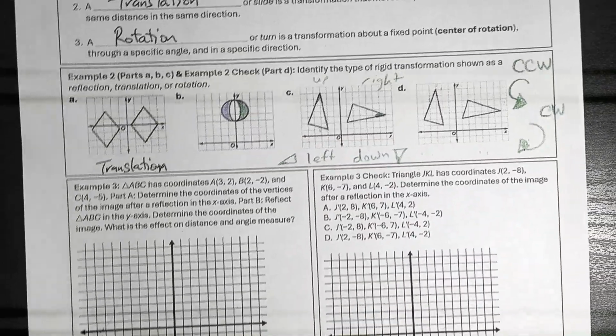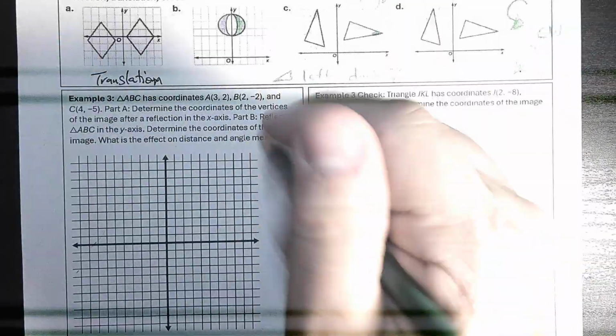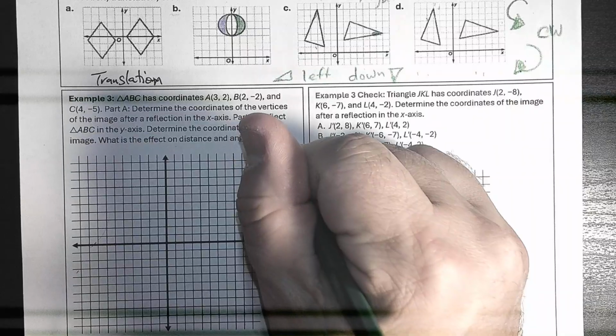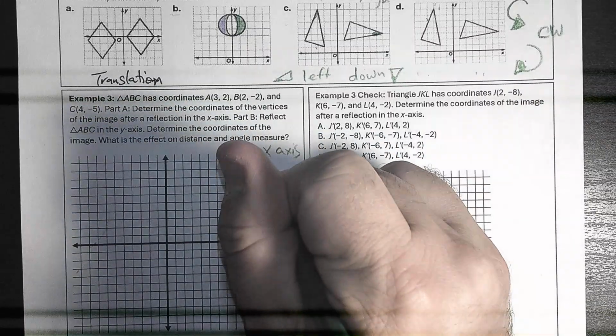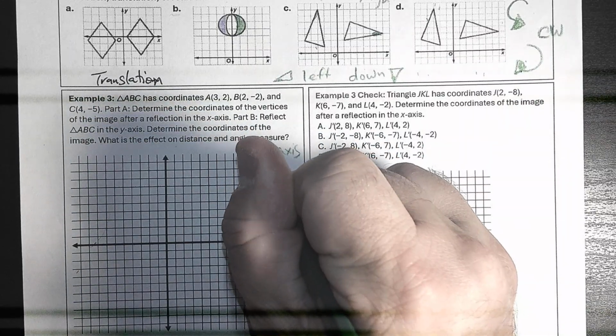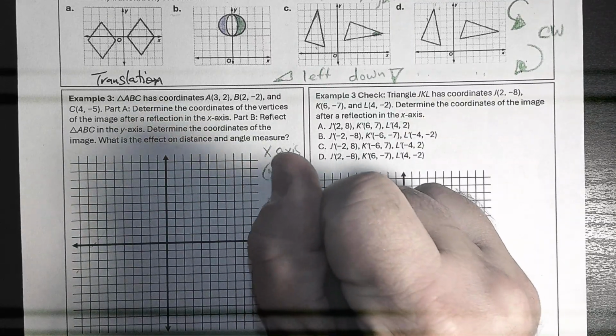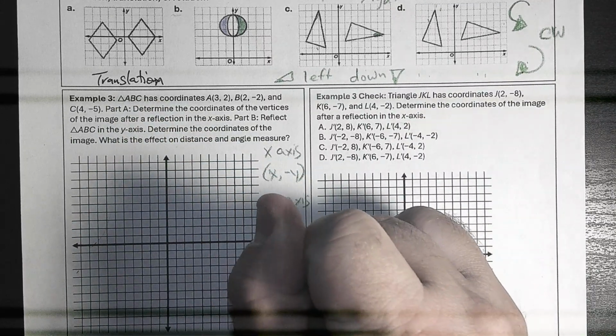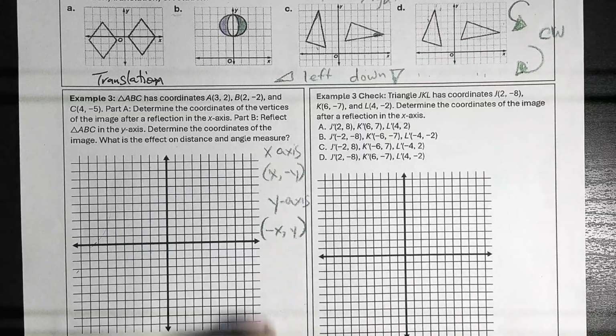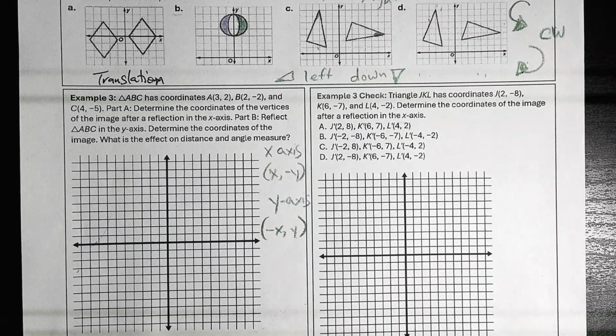Let me write this little rule. X-axis is the negative y. Y-axis is the negative x. But they stay the same. Okay? Hopefully this helps. I'm trying.